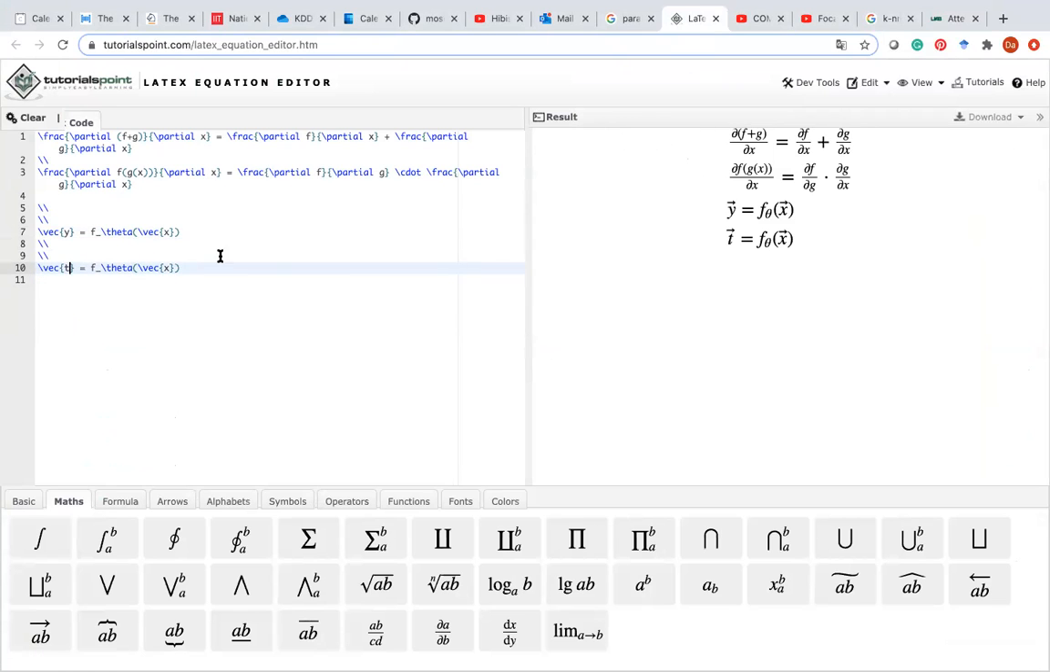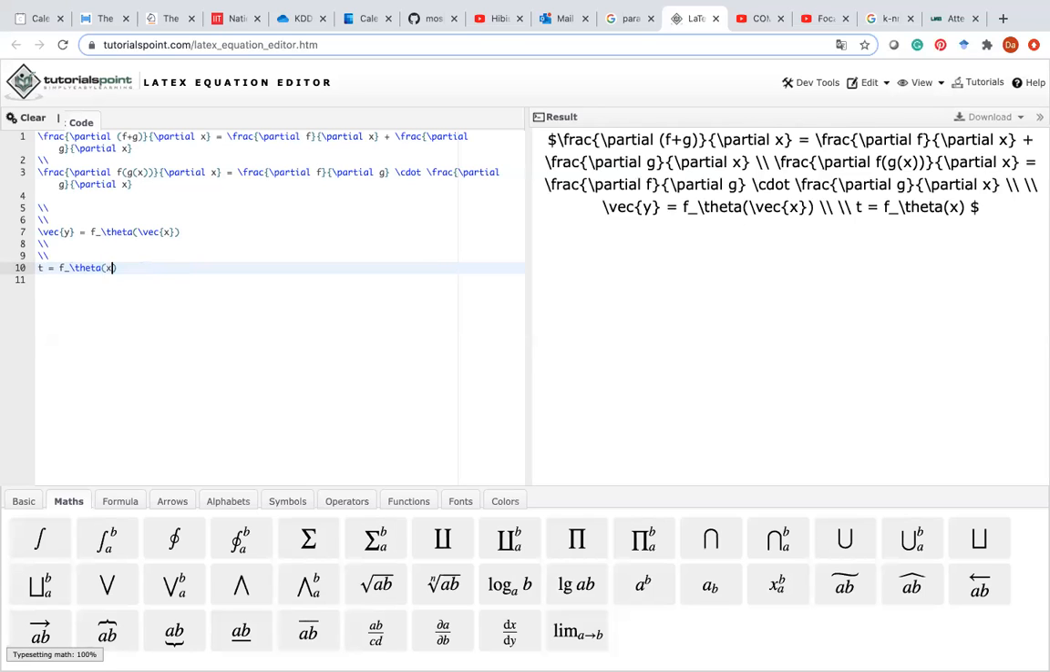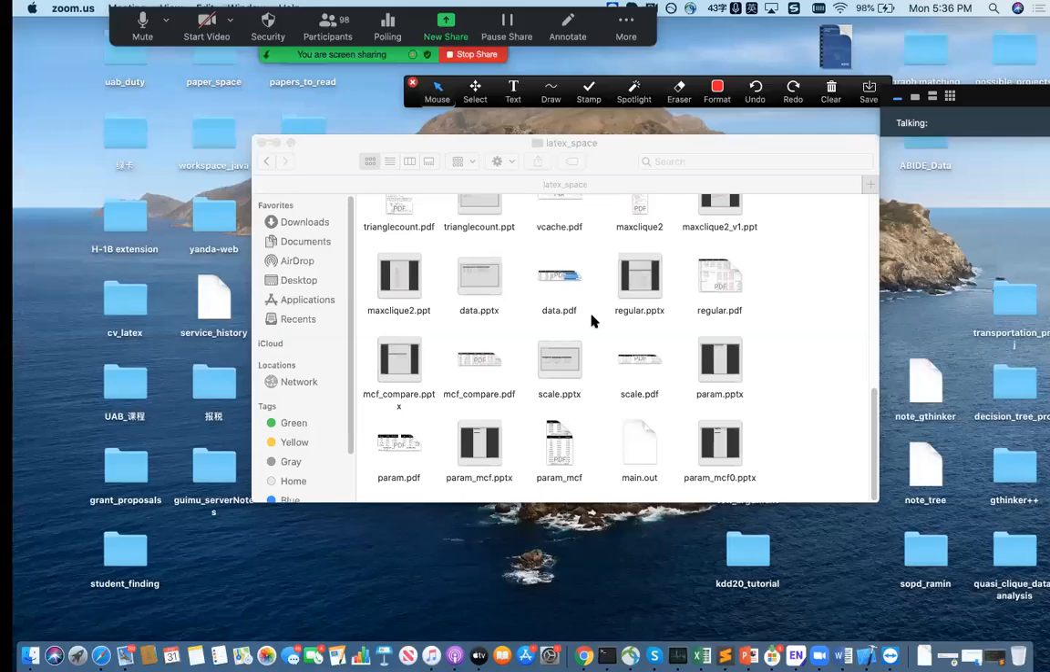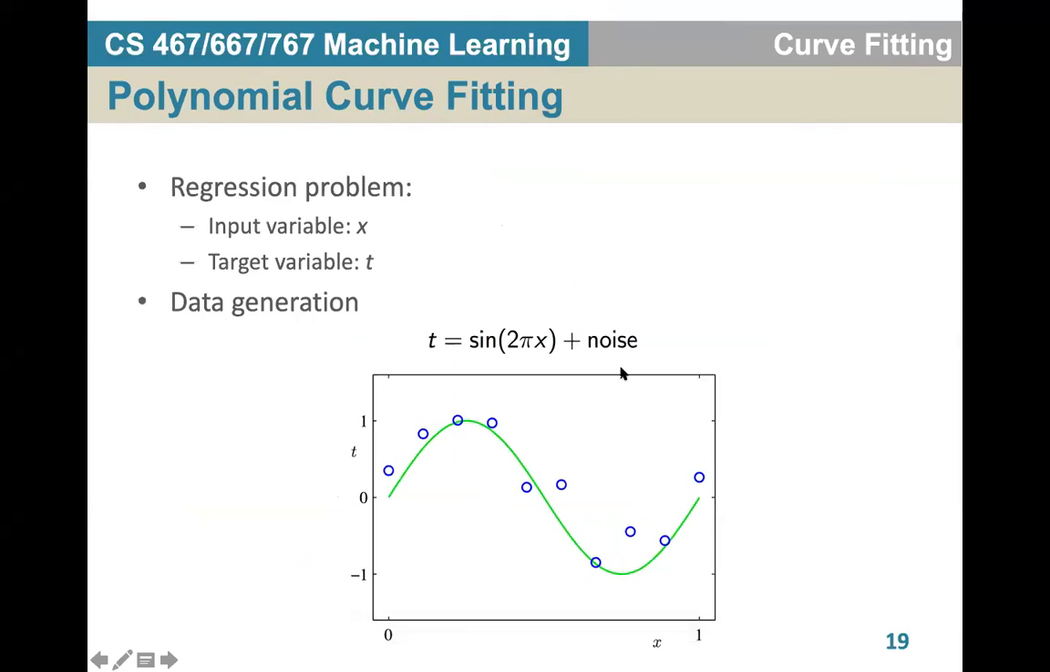This is no longer a vector, by the way, and x is also just one value. So this is what we have: t equals f theta of x. This is a more generic case, and this is more our case, a simple case. In this case, we have a function f, which is sine. But this is the ground truth, by the way, with some noise.